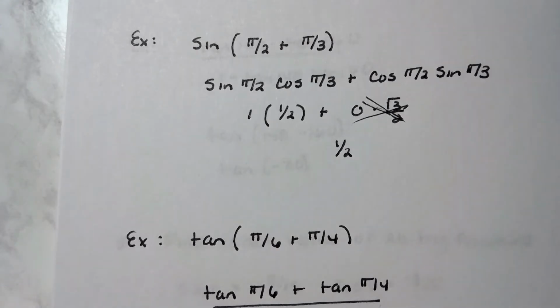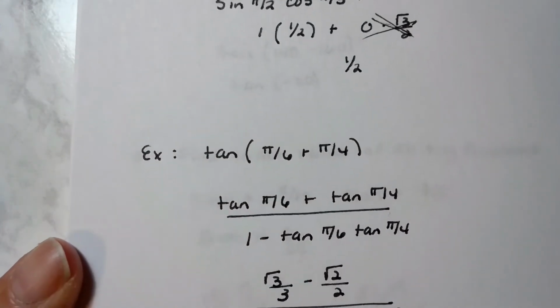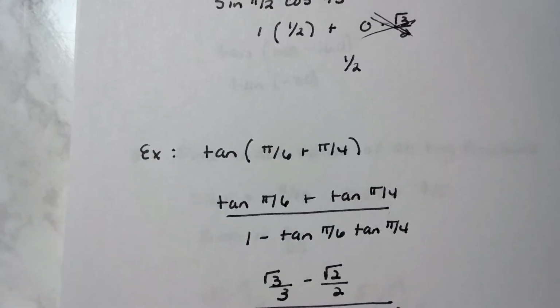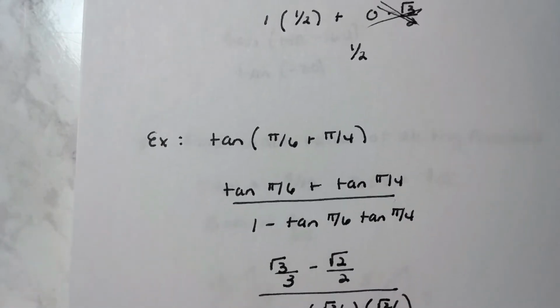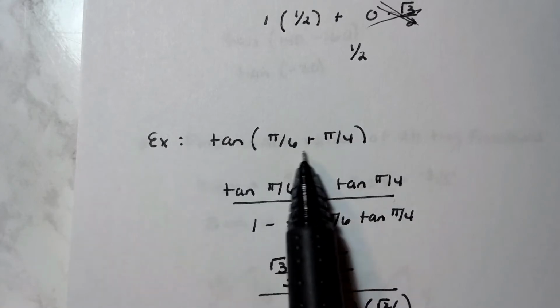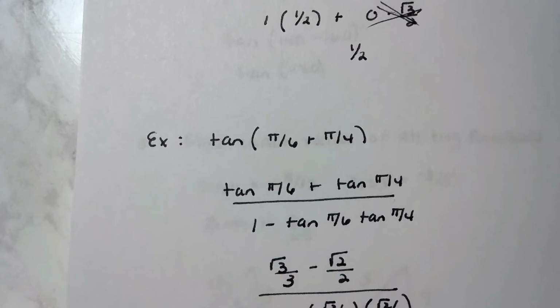Now the tangent problems are a little more tricky because you've got a denominator, you got a complex fraction, and most kids hate those. So you're going to have to be very patient and very careful with these. We have the tangent of pi over 6 plus pi over 4.